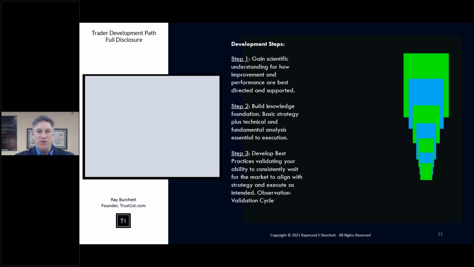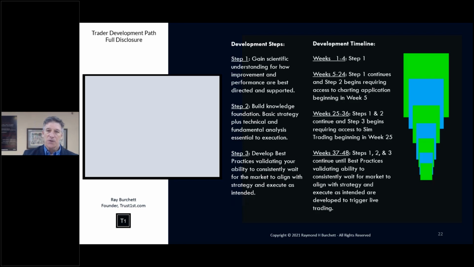And so all that happens through the observation validation cycle. So people always want to know, all right, well, how fast, how long is it going to take me to develop as a trader? Well, this is a projection development path based on my experience going back to 1983. You got to spend your first 4 weeks really understanding how you're best directing and supporting improvement and performance. In other words, you have to understand how you're strengthening those foundational behaviors, causing the brain to filter, process, and apply information most effectively.